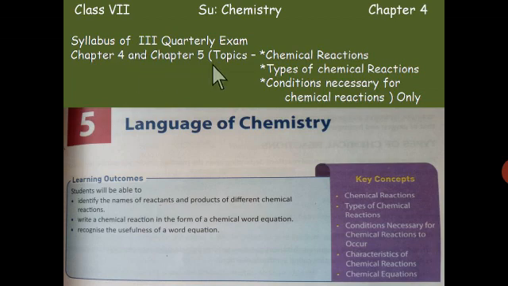Chapter 4 and chapter 5. Two chapters are there. Chapter 4 full chapter, whole chapter, but chapter 5 only 3 topics. What are the topics? Chemical reactions, types of chemical reactions and conditions necessary for chemical reactions. Chapter 5 is language of chemistry. You can see here what are the key concepts we will cover. First 3 key concepts we will cover. 2 key concepts will be left that will be covered in the next exam. This is the syllabus of your third quarterly exam.